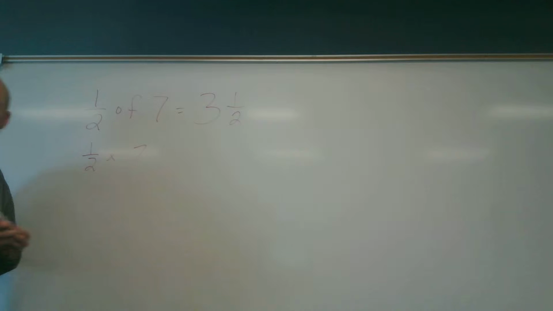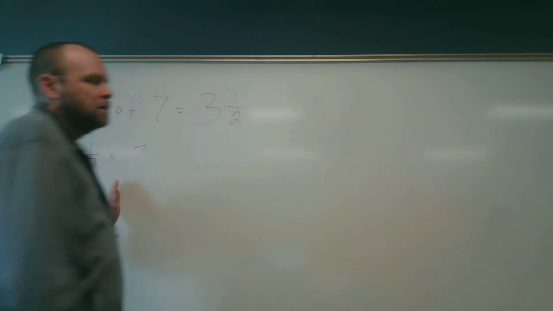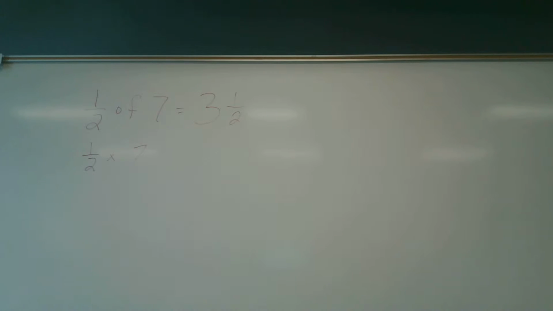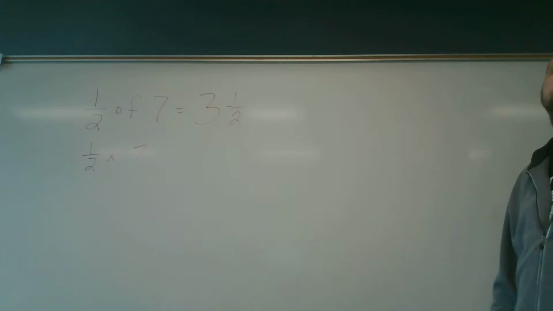Now, as Andrew said moments ago, of is the same thing as multiplication. So if I found 1/2 of 7 or 1/2 times 7, I have to have them both be fractions. Dylan, are both of these fractions right now? Dylan, how do I change the number 7 to a fraction without changing the value?